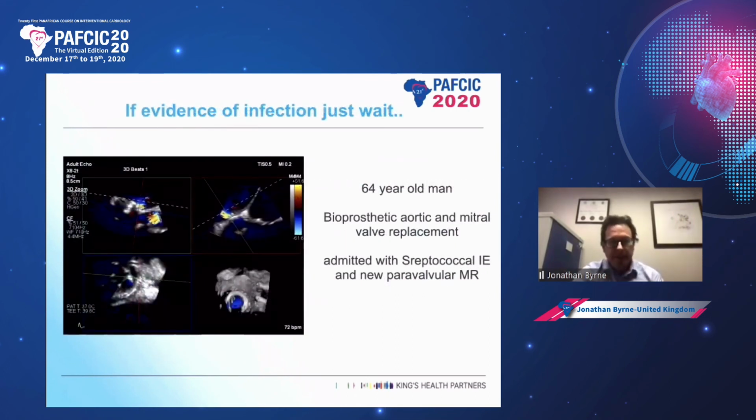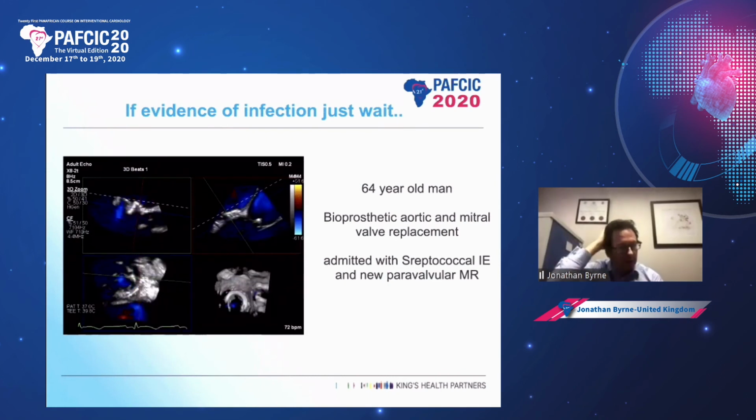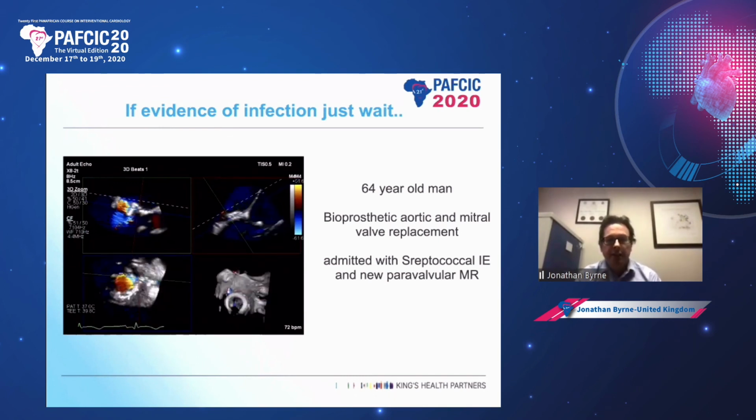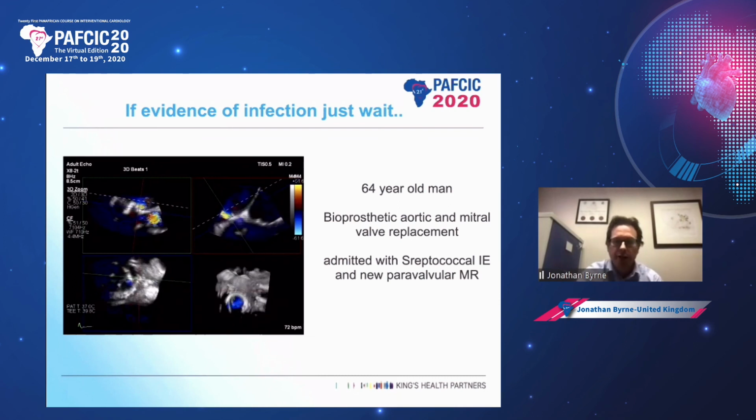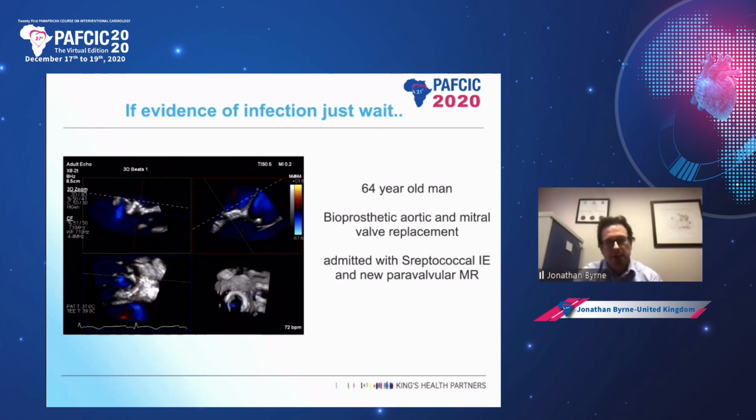I think if there's evidence of infection, sometimes you just have to wait. This was a 64-year-old man with previous aortic and mitral replacements who had quite a large anterolateral leak, which you see here. He was treated for streptococcal IE and left a good 3 to 4 months post-treatment, but was still symptomatic with heart failure and was brought back and had a very straightforward PVL closure. So I think it is possible. It's just the timing that's important.